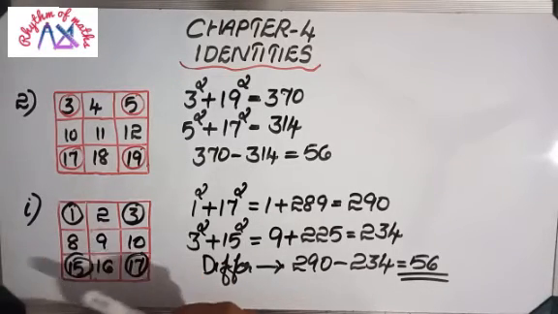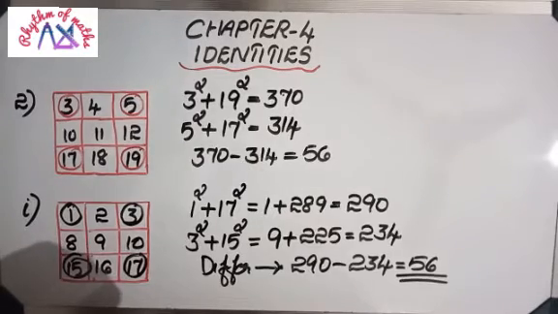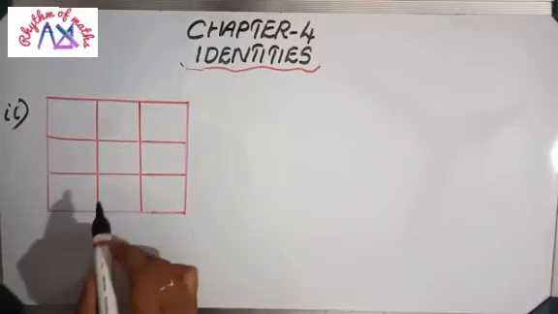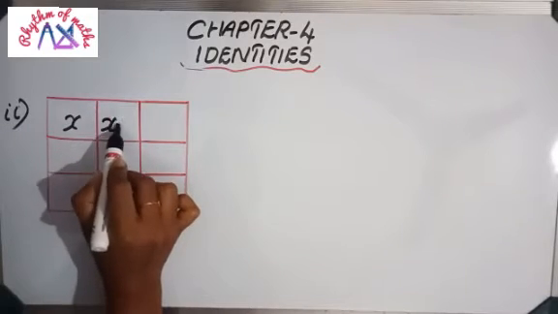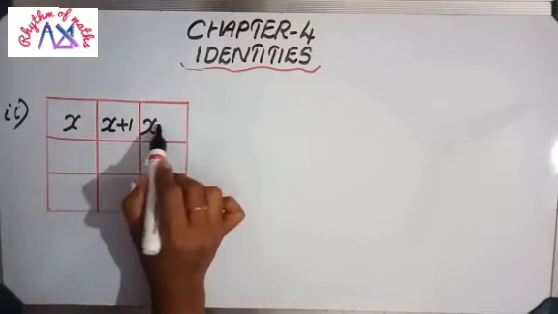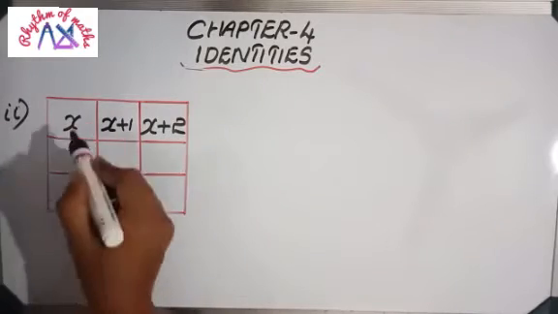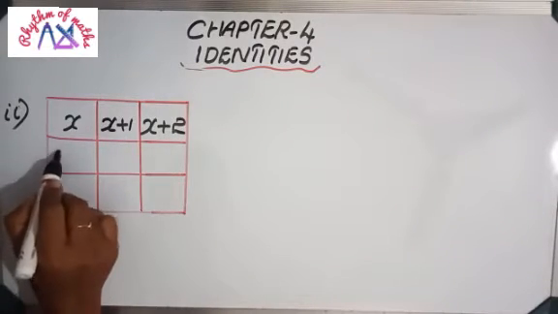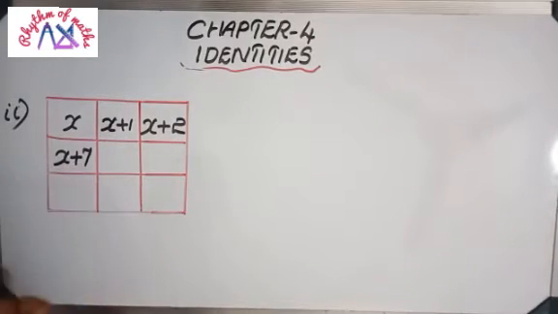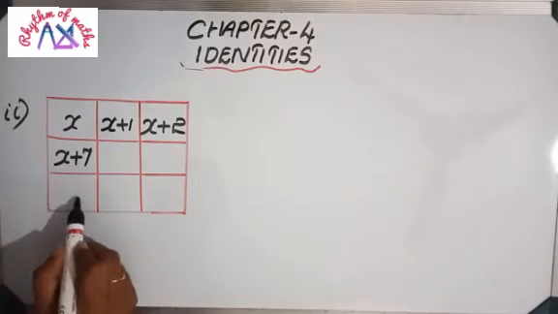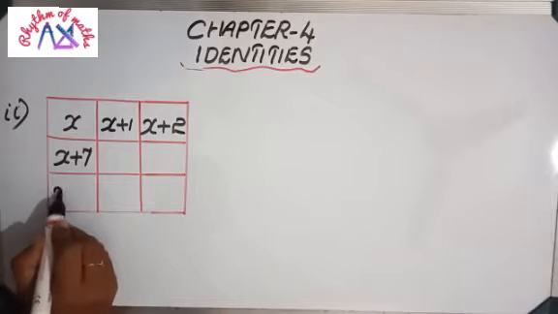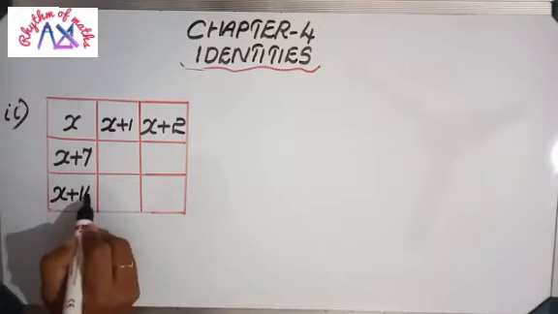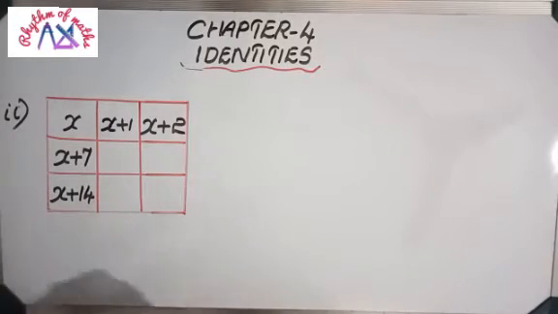So instead of number we have to choose variables. So let's start from x. First number let's consider as x. So next will be x plus 1, then x plus 2. Now moving downwards, so 7 is adding, so x plus 7. Now x plus 7 here, next number will be what? Plus 7, again one more plus 7. That means x plus 14. Okay, 7 plus 7, 14.